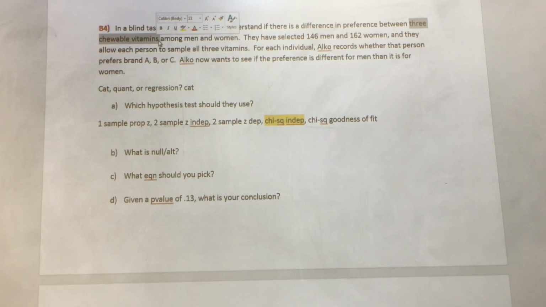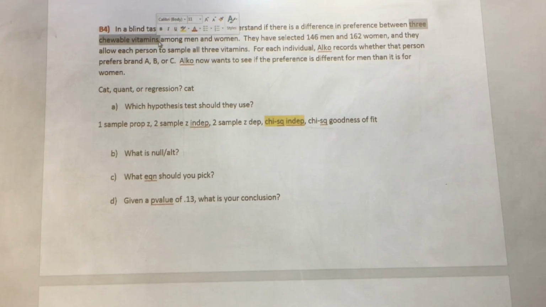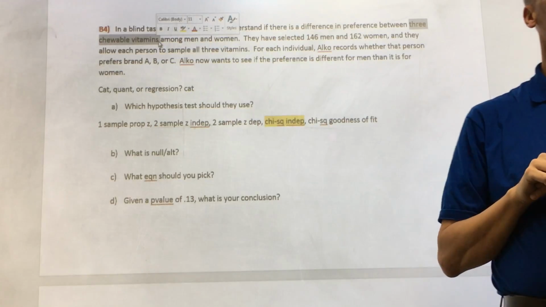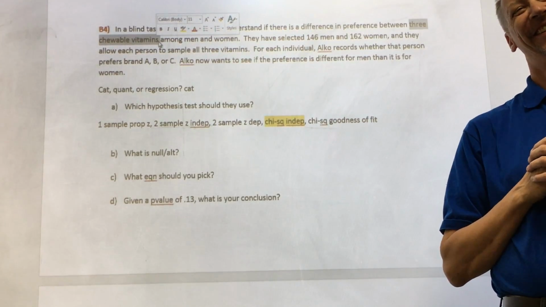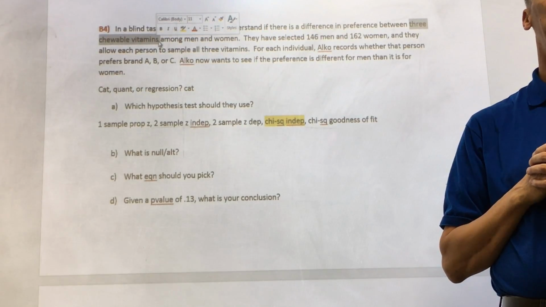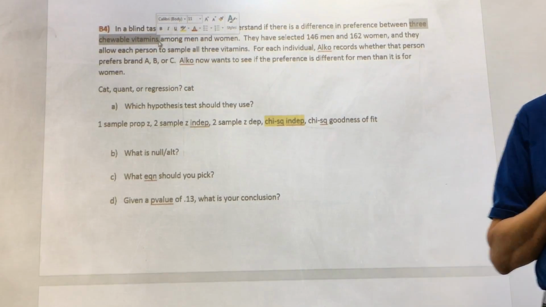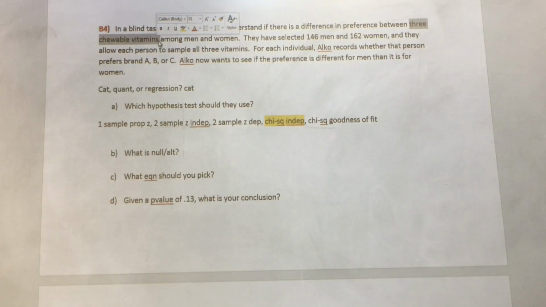How do you decide if it's between the vitamins or between the genders? Because you only got two genders, right? But those two genders have to choose between the three vitamins. So it's the three that matters. Okay? I've got three choices. It's not just two choices. It's not the vitamins picking the gender.